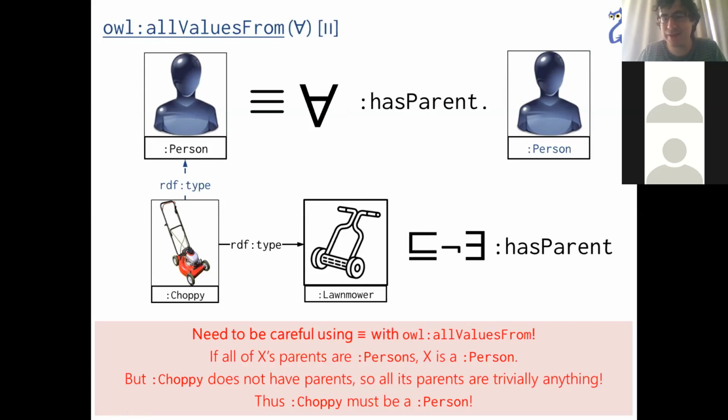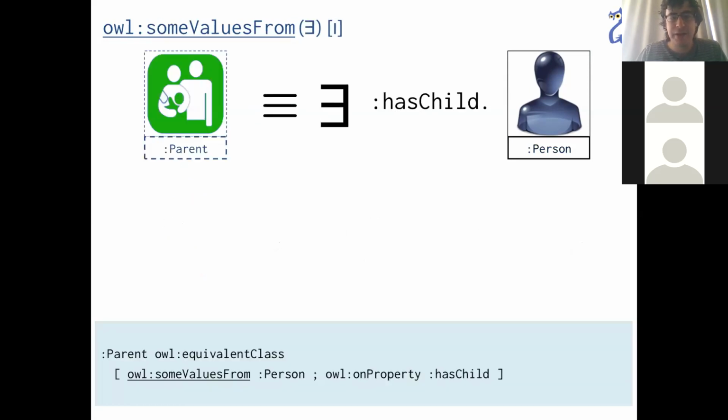Okay, so maybe a slight complication there. If we have all values from, we might imagine a natural counterpart would be to have some values from. So this means that if something is a parent, for example, then it has a child that is a person. Okay, so we assume parent is a human name, which is maybe not the best assumption, but in this case we'll assume it.